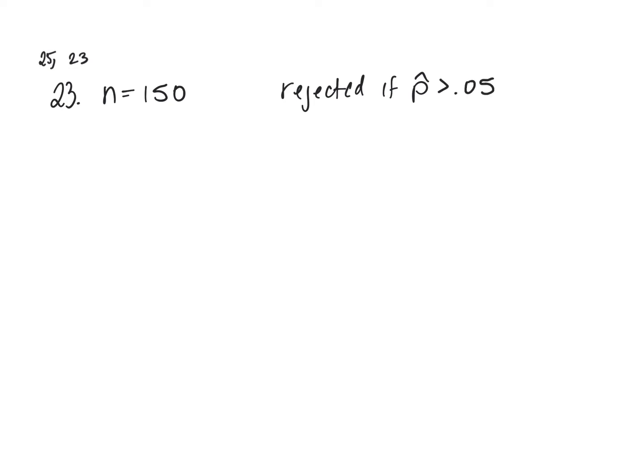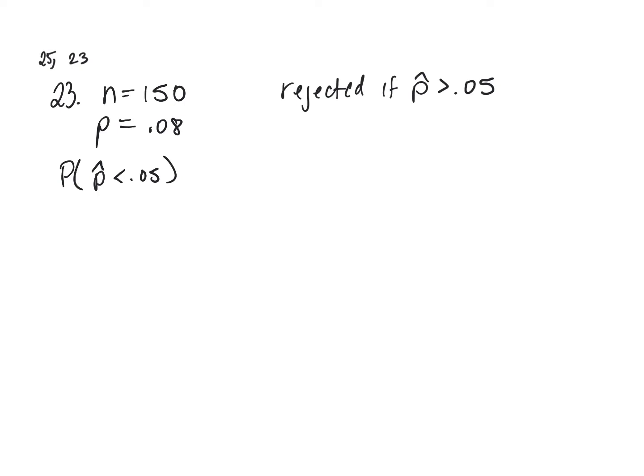Suppose that in fact, 8% of the apples on the truck do not meet the desired standard. So the proportion of bad apples is actually 0.08. What's the probability the shipment will be accepted anyways? So what's the probability that the p hat, the sample, will actually be less than 0.05 and it won't be rejected?